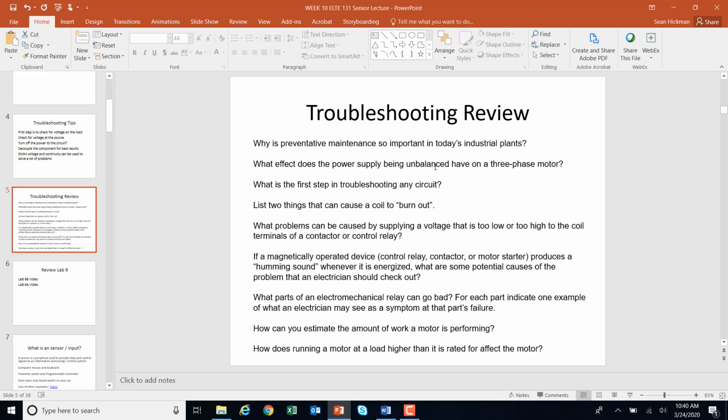An unbalanced load would be if you had, let's say, 208 from line 1 to line 2, 208 from line 2 to line 3, but if for some reason from line 1 to line 3 you only had, let's say, 150 volts, that's unbalanced, going to cause it to run hot and could damage it. First step in troubleshooting is probably check for voltage on the load.